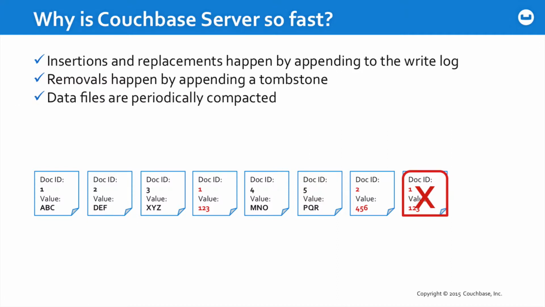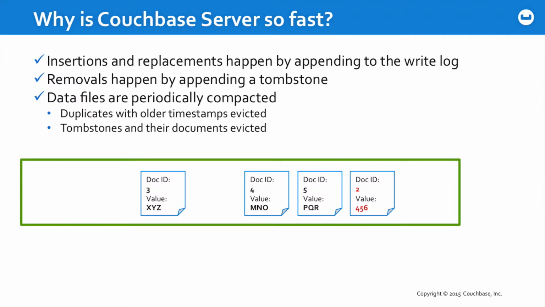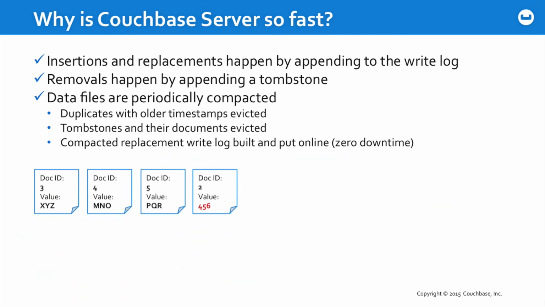Of course, this means our write log is continuously growing over time because every insertion, every replacement, every removal is continuously appending to this log. So they are periodically compacted, as you've also learned in the Essentials course. Duplicates with older timestamps are evicted, so we see here the older versions of docID1 and 2 are removed. And then also the tombstone and the documents that are marked for deletion by being older than that tombstone are also evicted. The compacted replacement write log is then assembled and put online.